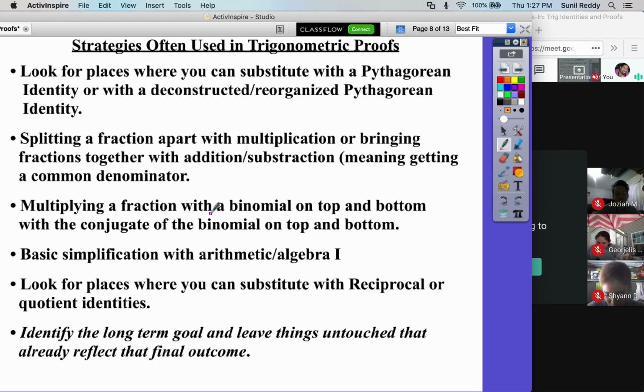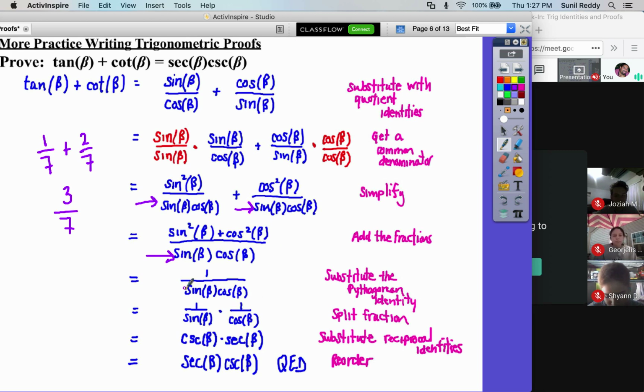Multiplying a fraction with the binomial on top and bottom by the conjugate is sometimes helpful. Basic arithmetic in Algebra 1 obviously will come in handy. Substituting reciprocal or quotient identities. And then also I italicized thinking about what your goal is, so that maybe you know what road to take. For example, on this proof, once I got to this line where I had 1 over sine beta cosine beta, this is where I reminded myself from the beginning that I want two separate terms multiplied. So I thought to myself, how can I get two terms from this single term? And that's why I split it up into the multiplication of two things.